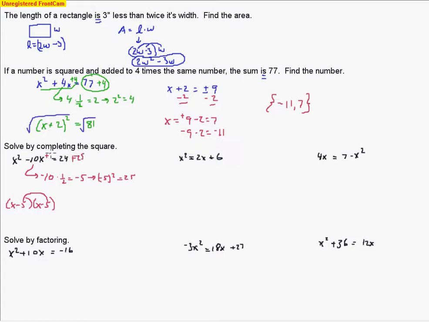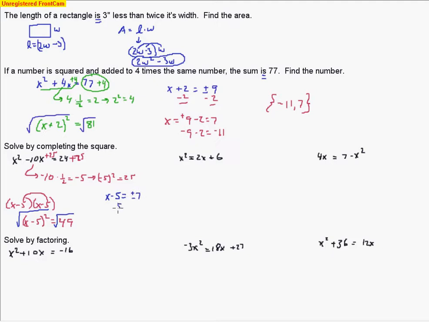Now it's real important to add it to the right-hand side, over on this side here, this 25 plus this 24, because that's what it's going to equal. The quantity squared is going to equal 49 in this case. And so when I go ahead and take the square root of both sides, the squared symbol is going to cancel, so I'm left with an x minus 5 equals plus or minus 7.